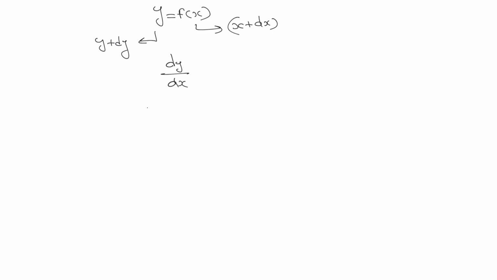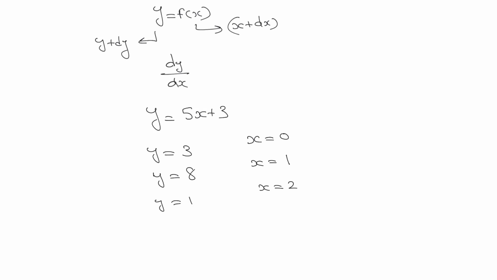So if I am taking an example, let's say y is equal to 5x plus 3. If I am putting the value of x is equal to 0, we'll get the value of y is equal to 3. And if I am changing the value of x from 0 to 1, we know that we'll get the value of y is equal to 8. Or if I'm putting the value of x is equal to 2, then I'll get the value of y is equal to 13. So over here, as we are changing the value of x, the value of y is also going to change. But we are considering a change which is very, very small.